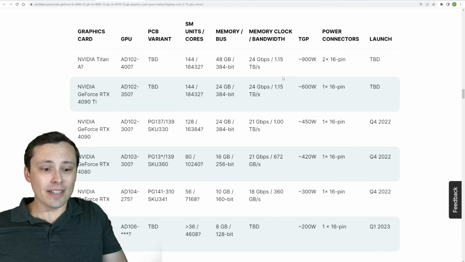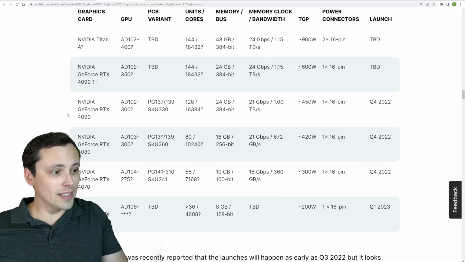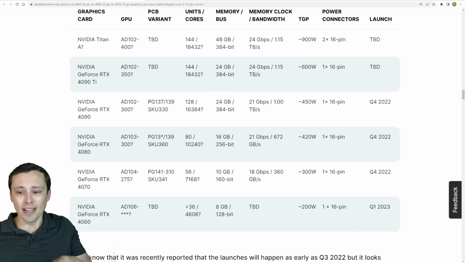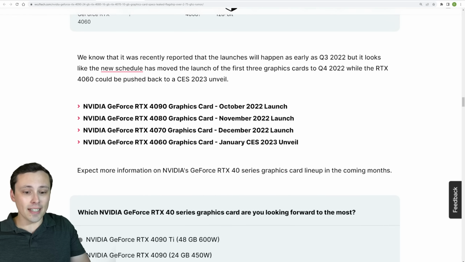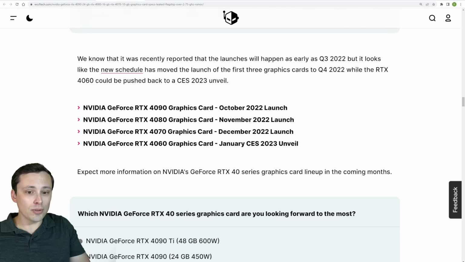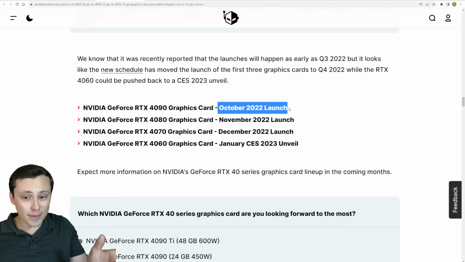Now, we have even fewer details about anything below this, but if you want to see the overall specs kind of thrown together here in a chart by WCCF Tech, you get this idea here. Now, when do we expect to see these cards, and should you wait for them? Well, that's the thing. So the rumors point to the 4090 coming in October. Again, rumor, but that's the best we've got.